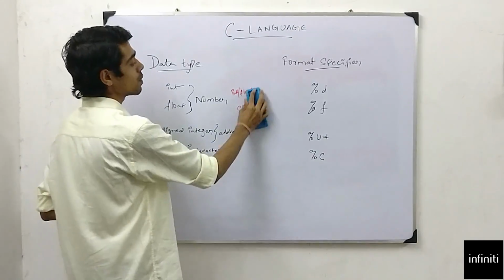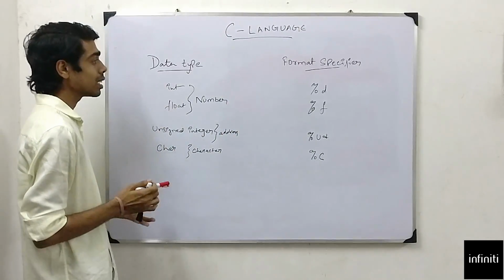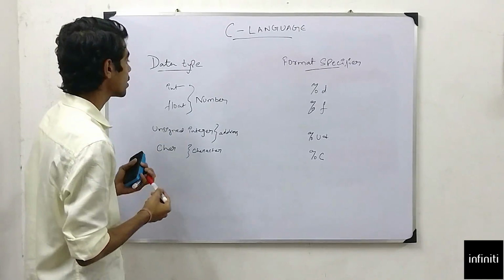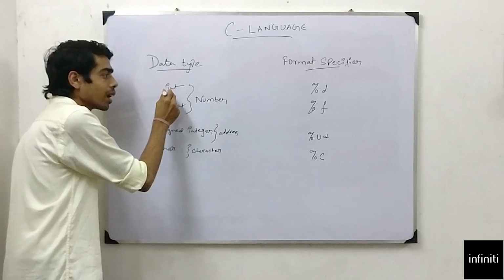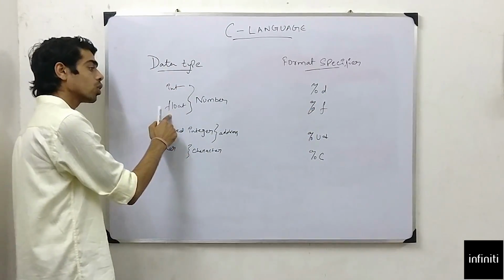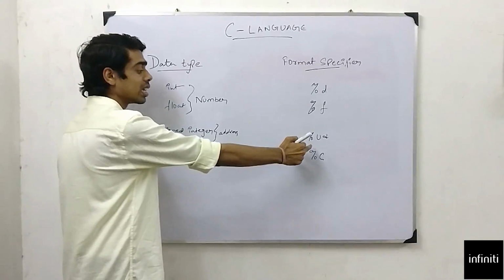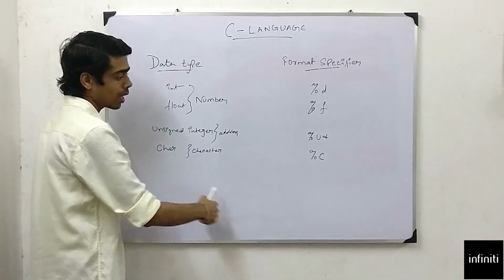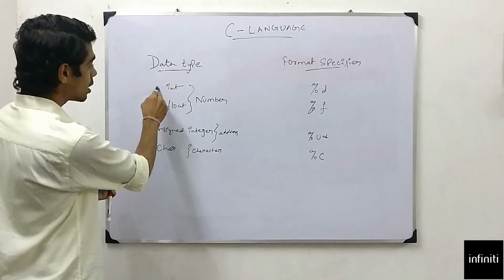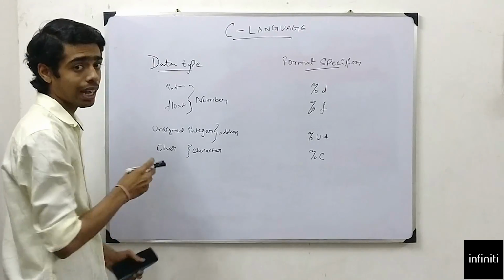And what are format specifiers? Format specifiers are used in accepting or taking data as an input. For example, for the format specifier of int, we have to write %d. For the format specifier of float, we have to write %f. For unsigned integer, we have to write %u, and for character, we have to take %c. So these both take numbers, this takes an address, and this takes a character.